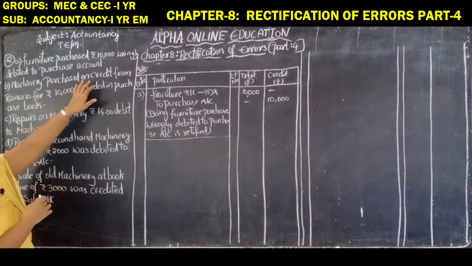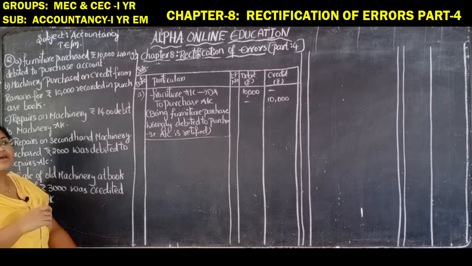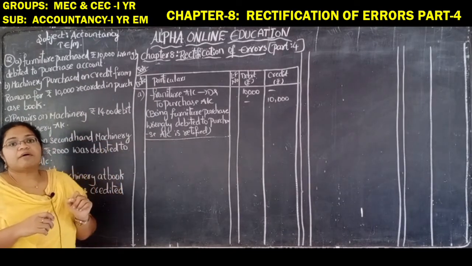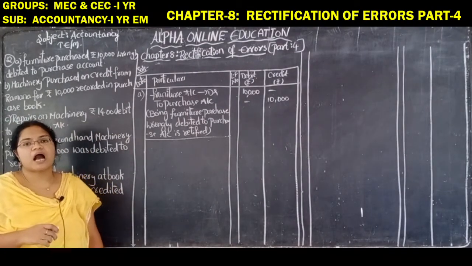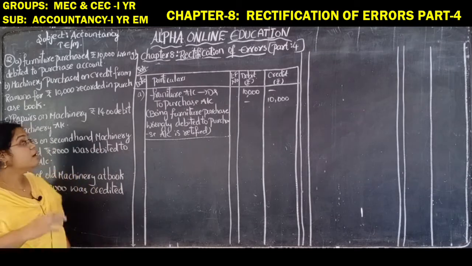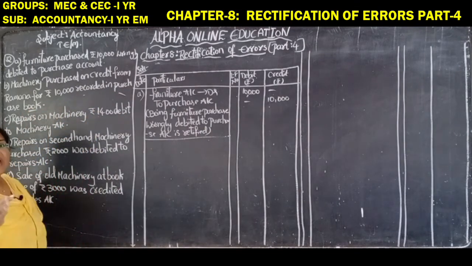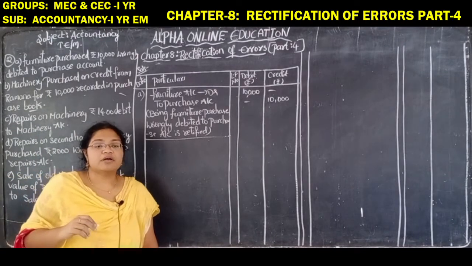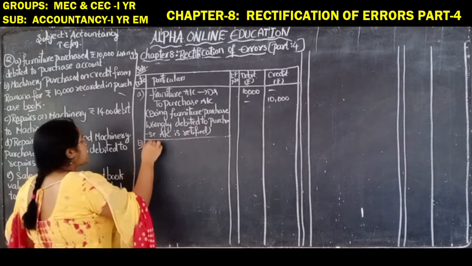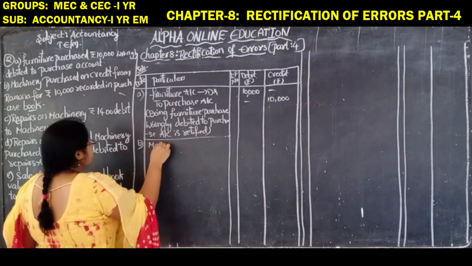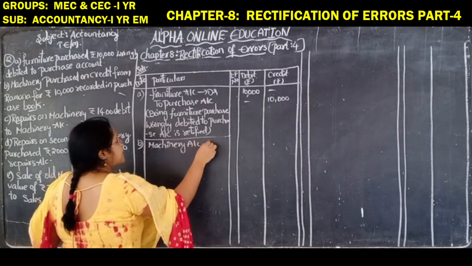Machinery purchased on credit from Ramana. So what will be the original entry? Machinery purchase from Ramana, so machinery account debit to Ramana account. This is the original entry, but they recorded it in the purchase book. Same, they have debited the purchase book. So we have to write it as machinery account debit to purchase account.